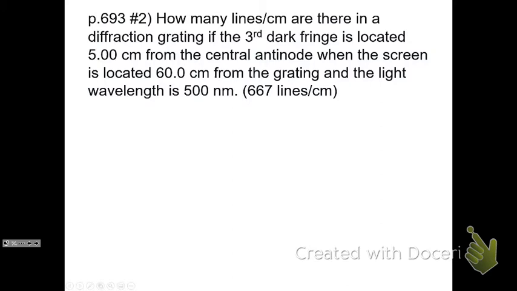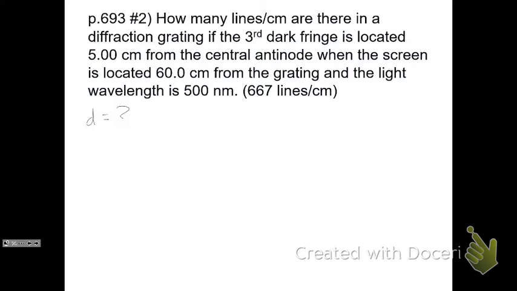But I'm happy you brought that up because in this question, 2 of the 3 units are in centimeters. So I'm just going to change 1 to centimeters, so it's less work to do. We are asked how many lines per centimeter. When we calculate our answer, we're going to get how many centimeters per line, and that's the diffraction grating. So that is going to be our D value. What is our D?